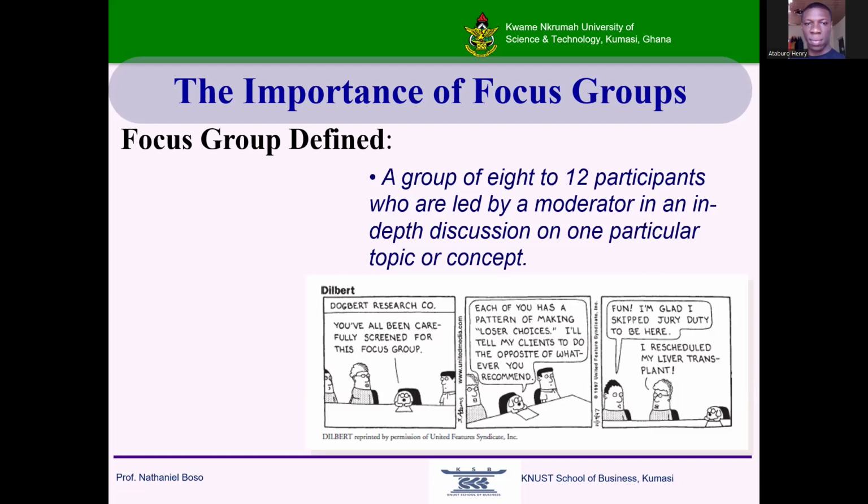So let me ask, can anyone share with us an instance where using a focus group discussion would be more appropriate for a research, given what we have just explained about what a focus group is? Can you think of a scenario where using such an approach to collect data will be most appropriate? Any suggestion?